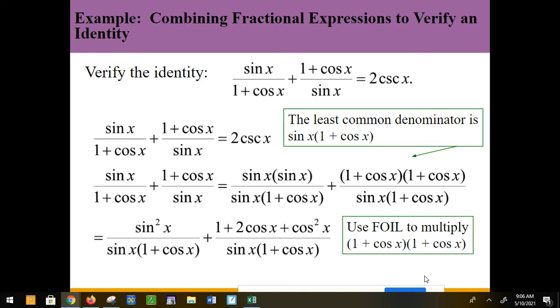Now we're going to actually simplify these two. We're only simplifying the numerators, because the denominator we're going to leave as the common denominator. Sine of x times sine of x is sine squared of x. 1 plus cosine of x times 1 plus cosine of x needs to get FOILed. So 1 times 1 is 1. 1 times cosine of x is cosine of x. Cosine of x times 1 is cosine of x. So you've got two of them, so 2 cosine of x. And then cosine of x times cosine of x is cosine squared x.